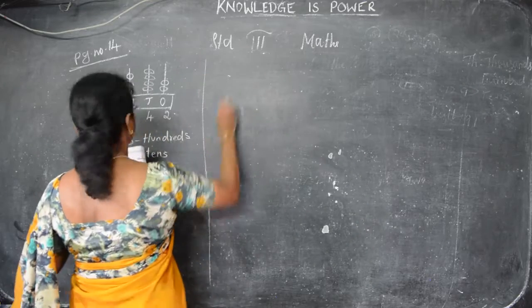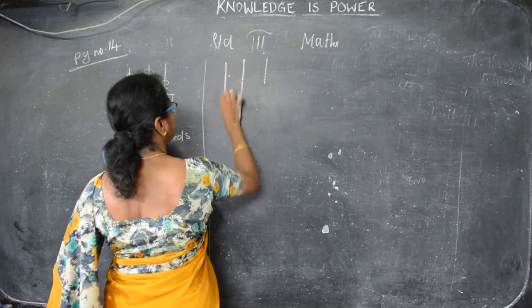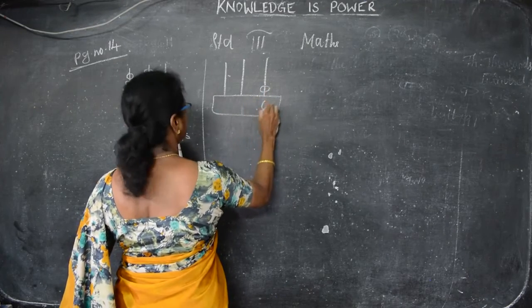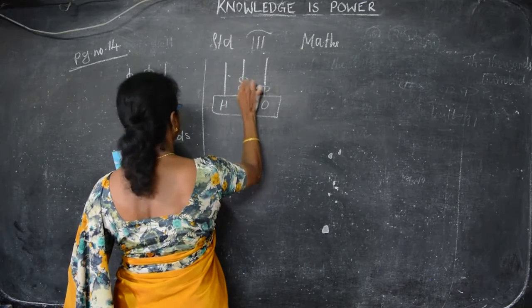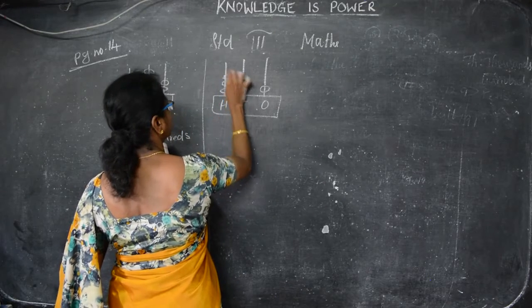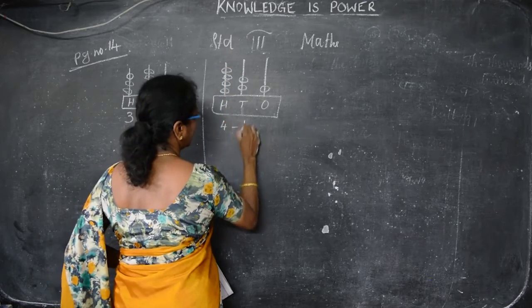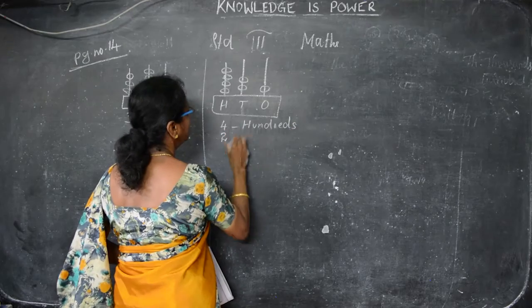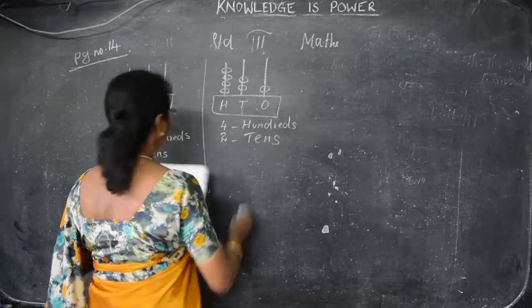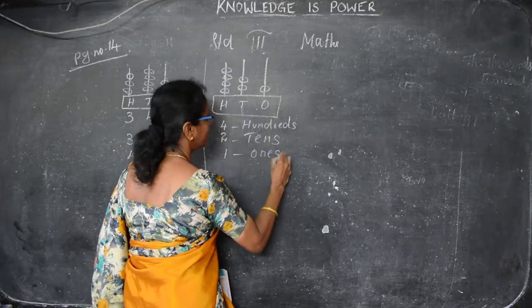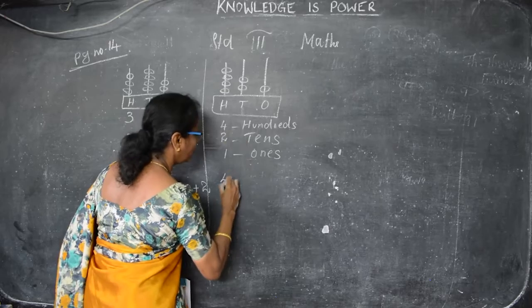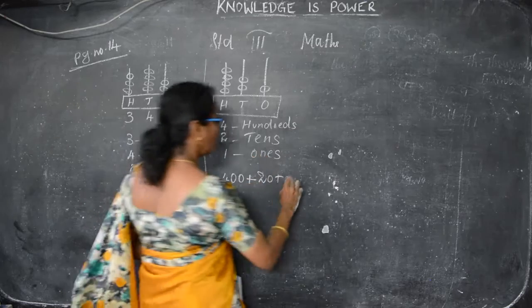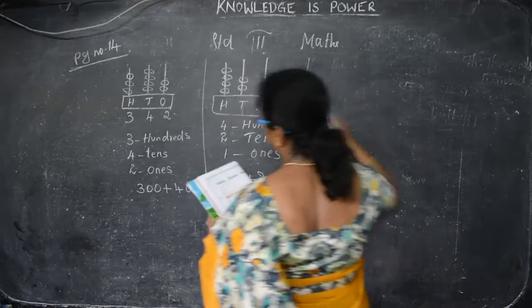The next one is given, put the beads. So one bead is here. Here 2 beads, and here 4. So you can write 4 hundreds. Okay children, 4 hundreds. 2 tens and 1 ones. Only one bead is there. So this is the ones. So you can write 400. 400, 4 and 2 zeros is 400, plus 2 tens, 2 and 1 zero is 20, and 1 ones is there. Okay. The next one.